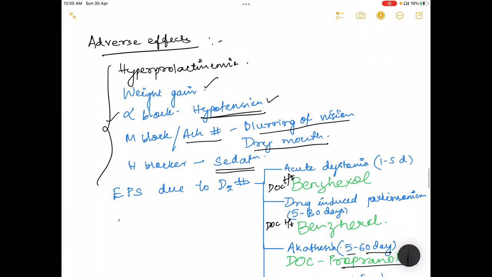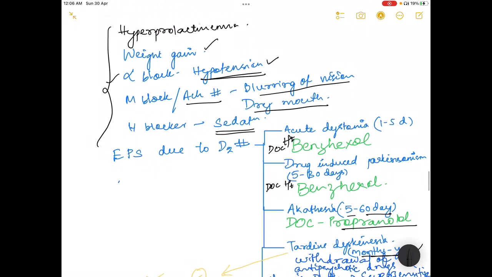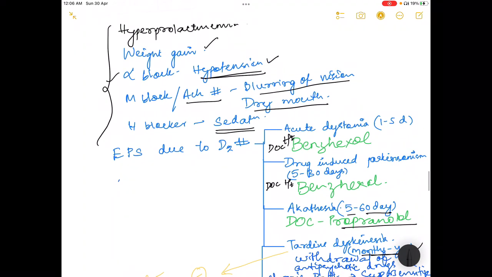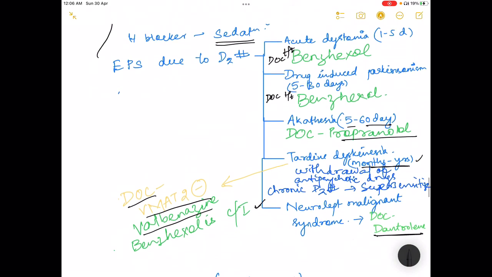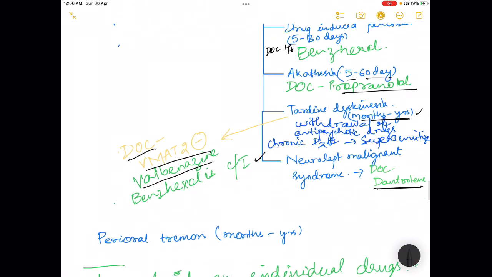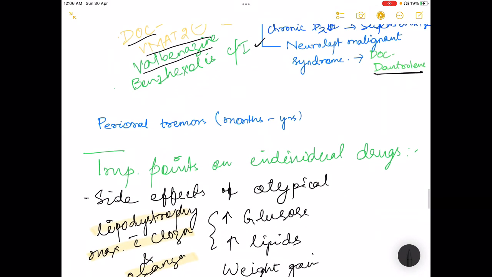Next, coming to the adverse effects of typicals: hyperprolactinemia, weight gain, alpha blockade which can result in hypotension, muscarinic block which will result in blurring of vision and dry mouth, and histamine blockade which will result in sedation. Further, the extrapyramidal symptoms are due to D2 blockade, which can be classified as acute dystonia, drug-induced Parkinsonism, akathisia, and tardive dyskinesia. For acute dystonia, the drug of choice is benzhexol, and the same is the case for drug-induced Parkinsonism. For akathisia, the drug of choice is propranolol, and for tardive dyskinesia, the drug of choice is valbenazine.